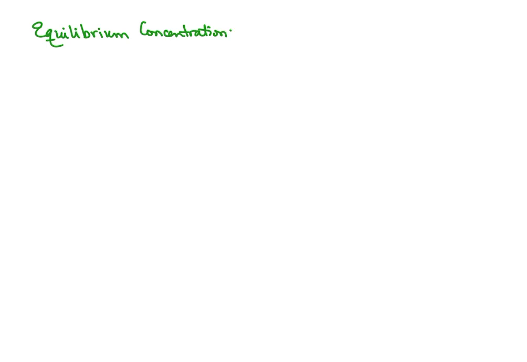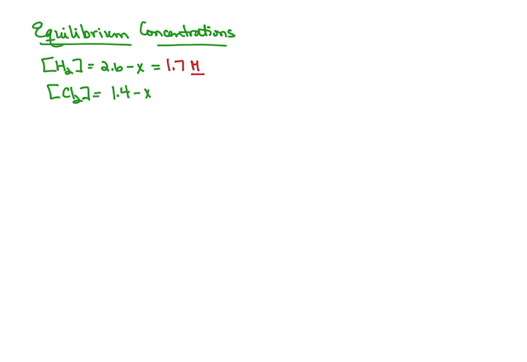All right, we're going to start with the first one. These are equilibrium concentrations. So for H2 at equilibrium, we had 2.6 minus x. I'm going to substitute what x is, and that will give me 1.7 molar. I'm going to do the same thing for Cl2. At equilibrium it is 1.4 minus x, and that's going to give me 0.5 molar.